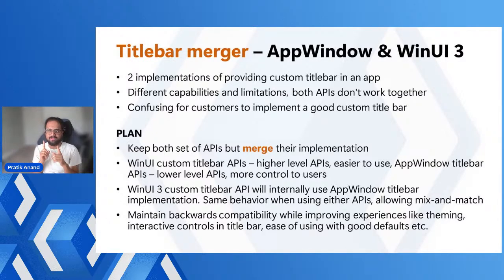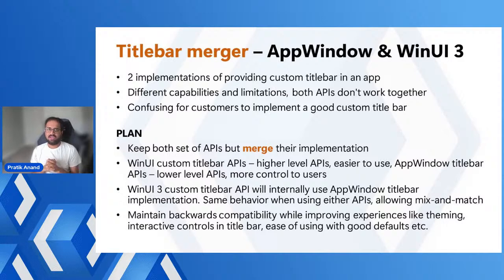So we now have two implementations of custom title bar, which are similar in a way, but also different in a way. This creates confusion for users, because they have to figure out which one to use. This one works in a certain way, that one didn't work in certain ways. App window title bar until very recently was only working in Windows 11, but now it supports Windows 10 too. So basically we are expanding the coverage. We decided it would be best for our customers to have one simple path of using the title bar. What we decided is to merge their implementations.